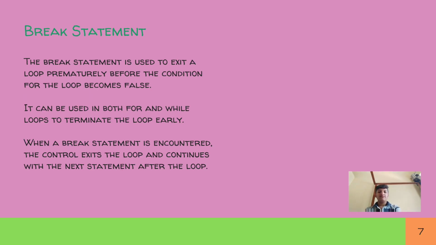Break statement. The break statement is used to exit a loop prematurely before the condition for the loop becomes false. It can be used in both for and while loops to terminate the loop early. When a break statement is encountered, the control exits the loop and continues with the next statement after the loop.